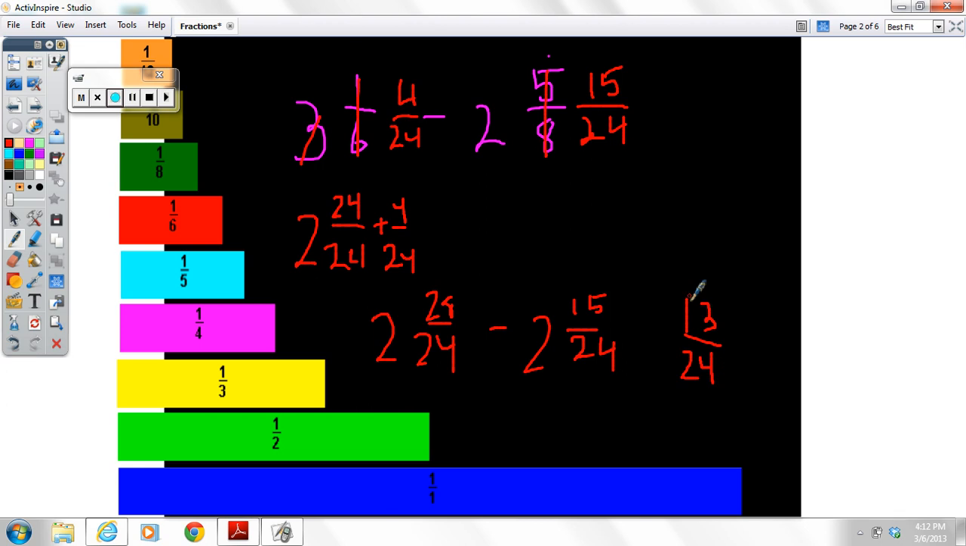Once again, you have to ask yourself, is 13/24 in simplest form? Do 13 and 24 have any common factors other than 1? And the answer is no. So the difference to this problem here is 13/24.